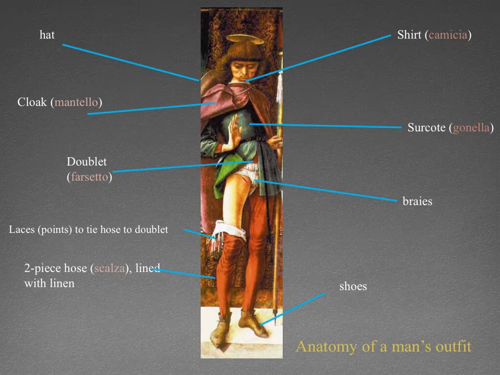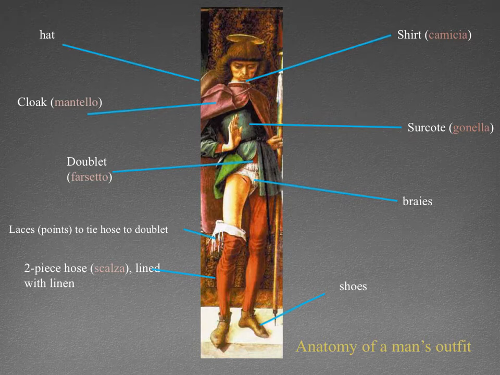We've got new words for those same 3 layers. So I'm giving you the English word and then the Italian word for it, right? Against the skin, we've got our shirt, or the camicia, on the top, and on the bottom we'll have our linen braise. And I don't actually remember what the Italian word for braise is here. Over the camicia, you'll have what we would call in English the doublet. In Italian, it's the farsetto.